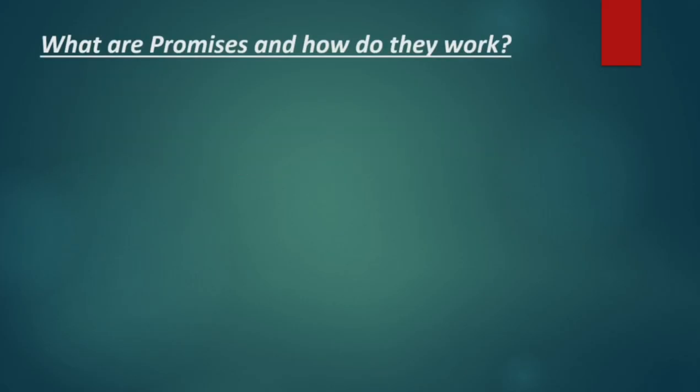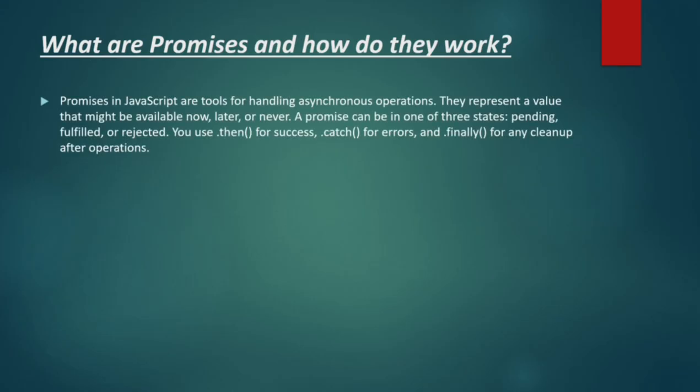The different question. What are promises and how do they work? Promises in JavaScript are tools for handling asynchronous operations. They represent a value that might be available now, later, or never. A promise can be in one of three states, which are pending, fulfilled, or rejected. We can use the .then method for success, the .catch method for errors, and the .finally method for any cleanup after the operation.